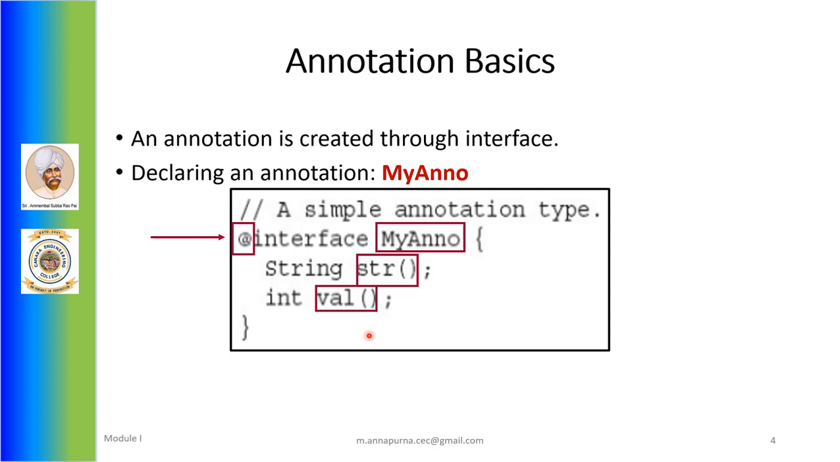An annotation cannot include an extends clause, although all annotation types automatically extend the Annotation interface. Thus, we can say that Annotation is a super interface of all annotations. It is declared within the java.lang.annotation package. It overrides hashCode, equals, and toString, which are defined by Object. It also specifies annotationType, which returns a Class object that represents the annotation.